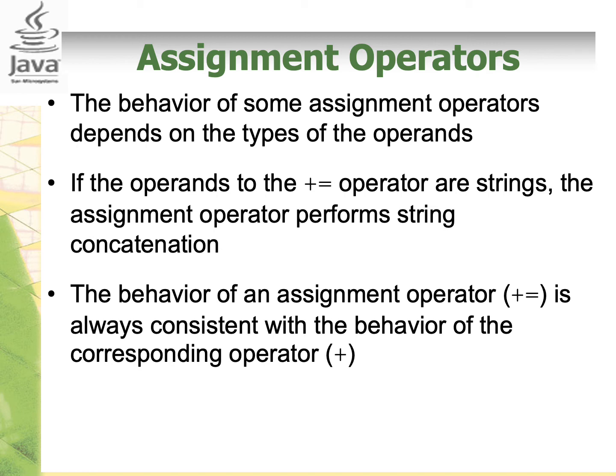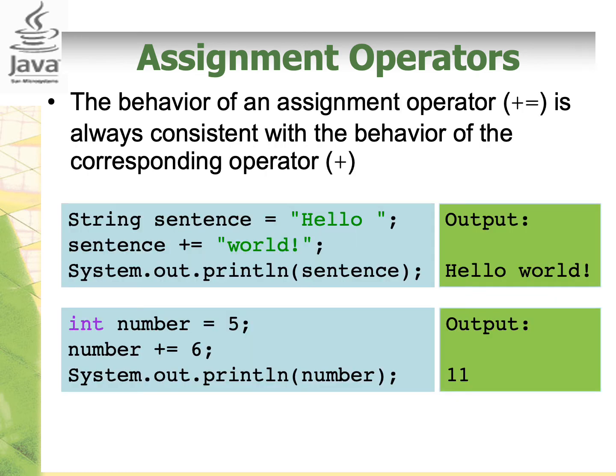The behavior of some assignment operators depends on the types of the operands. If the operands to the plus equal operator are strings, the assignment operator performs string concatenation. The behavior of an assignment operator plus equal is always consistent with the behavior of the corresponding operator plus. Let's look at this example. We have a variable called sentence and it has the value hello. Then we do sentence plus equal world, meaning that it will add the word world to the existing word hello in the variable sentence. So it will display hello world.